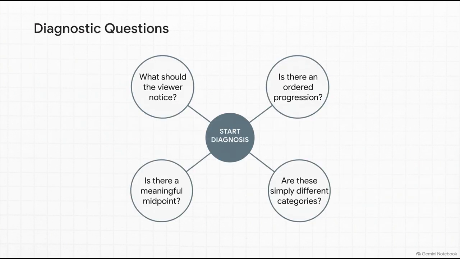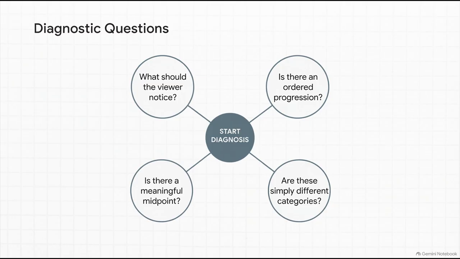So before you publish your next dashboard, quickly ask yourself these diagnostic questions to retrieve everything we've covered today. What should the viewer actually notice? Is there an ordered progression in the data? If yes, sequential. Is there a meaningful midpoint? If so, diverging. Are these simply unranked categories? Then it's categorical. When you answer these, your color choices stop being arbitrary and become an active, structural part of the data itself.